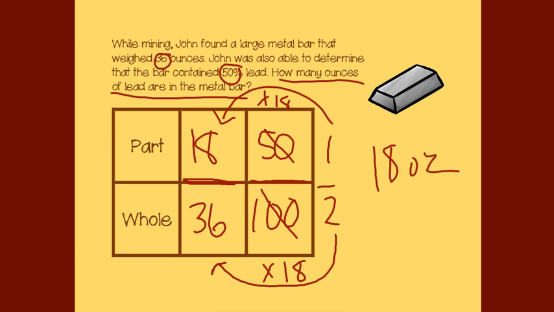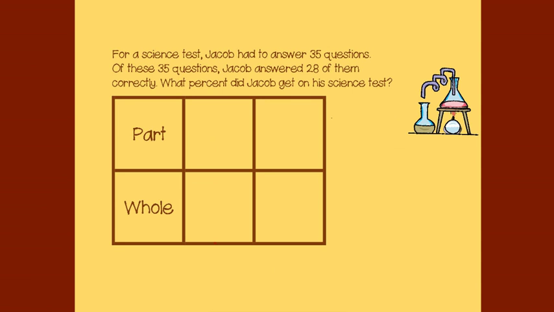Let's try another one. For a science test, Jacob had to answer 35 questions. Let's circle that. Of these 35 questions, Jacob answered 28 of them correctly. So it sounds like 28 is the part that he got correct, and 35 is the whole.